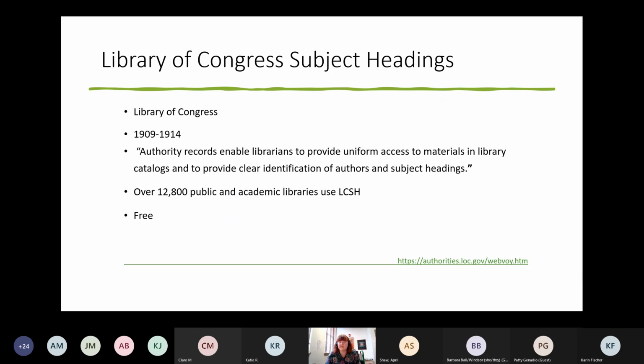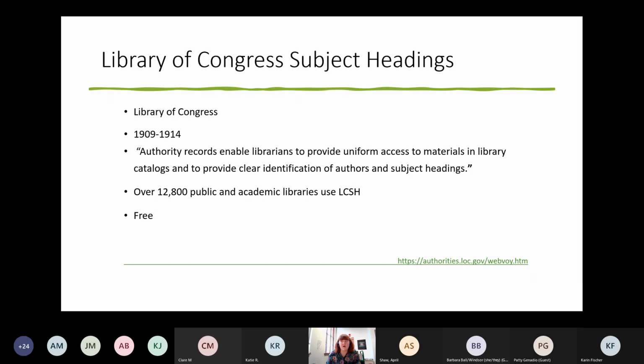And over 12,800 public and academic libraries use these. So it's really common, and it is free. Those are the big selling points of the Library of Congress subject headings. We will get into some discontents around the Library of Congress subject headings, not pushback exactly, because these are very much alive, not set in stone, not static, which is important.